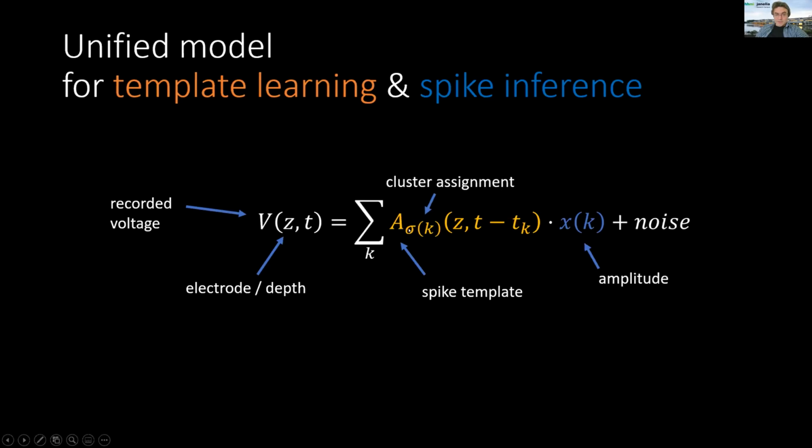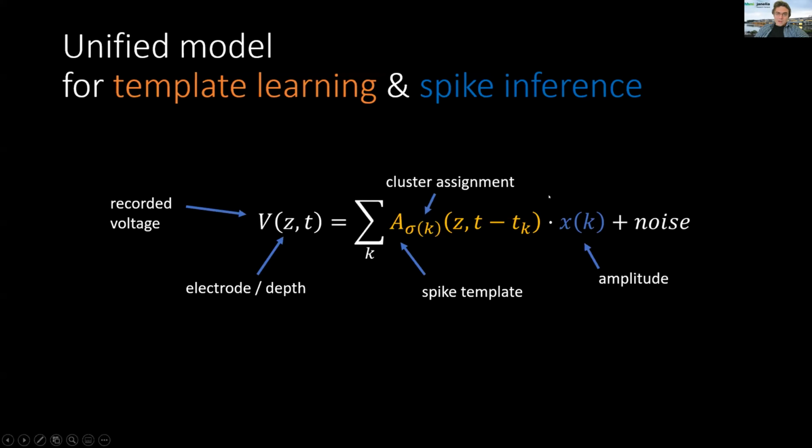This is something we have to determine. Every one of these templates has a particular spatiotemporal profile on its own. We multiply that with some amplitude, and it gets placed at the times of the spikes. There's some noise that we assume gets added to this. Now, x here and A and sigma k, the cluster assignments, all of these are unknowns. We have to optimize for them.